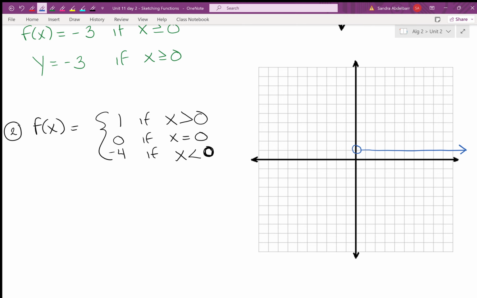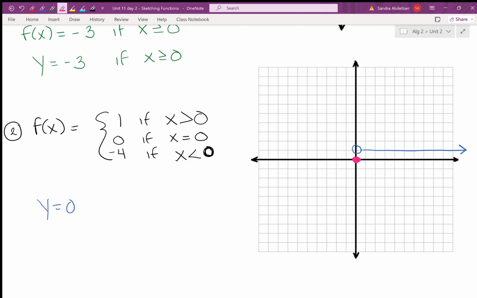Then we have f of x equals 0 if x equals 0. What is that saying? Y equals 0 is basically the x-axis, right? But then it's saying it's only when x equals 0. Aditya? That just makes it a point at 0, 0. You got it. This just makes it one single point at 0, 0, because that's the only spot where x equals 0.